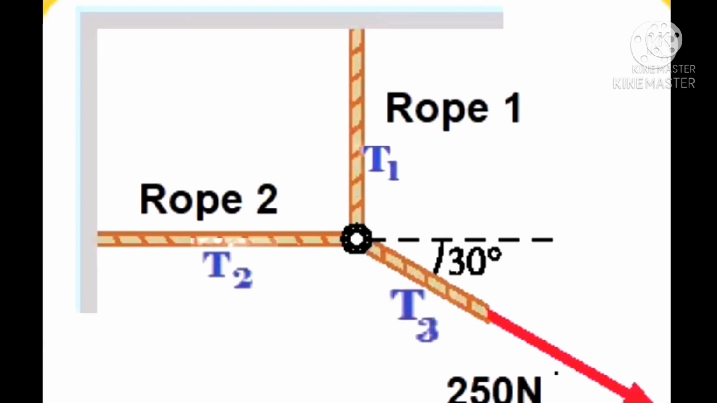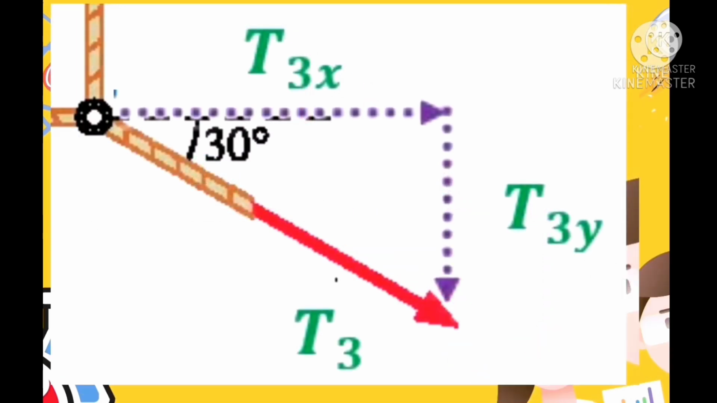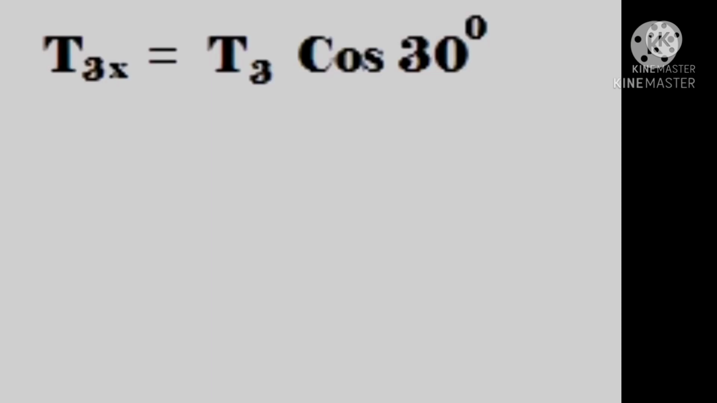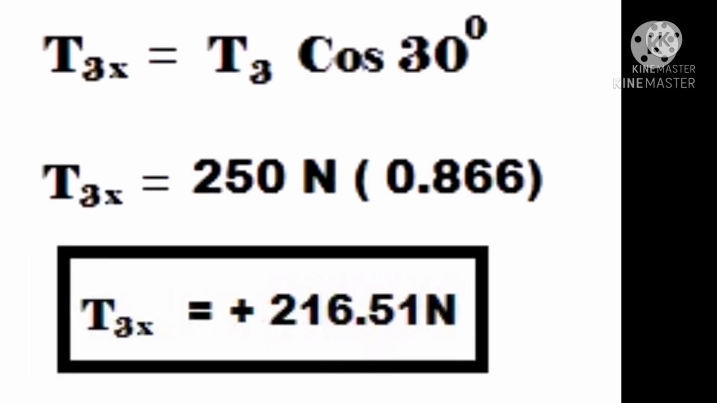The tension in rope 3 can be resolved into its x and y components. We have T3x horizontally to the right and T3y vertically downward. To solve for T3x, T3x is equal to T3 times cosine 30 degrees. Then we substitute the given values, T3 is 250 newtons and cosine 30 degrees equals 0.866. Then we multiply 250 newtons by 0.866. So the answer is positive 216.51 newtons.